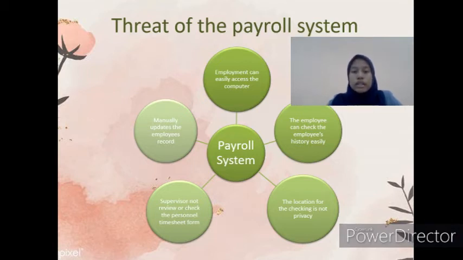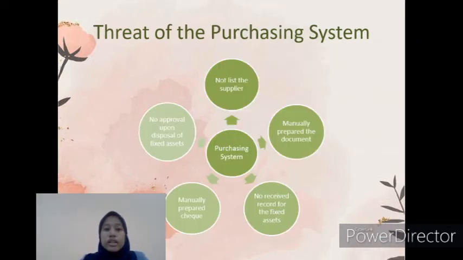Okay, the second one is threats of the purchasing system. Firstly, manually preparing the document. If the staff prepares the document manually, this can cause carelessness of the staff. Second is no receiving record for the fixed asset. And the third one is manually preparing the check.